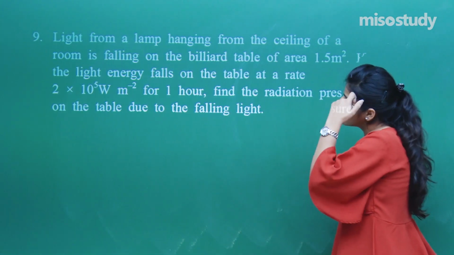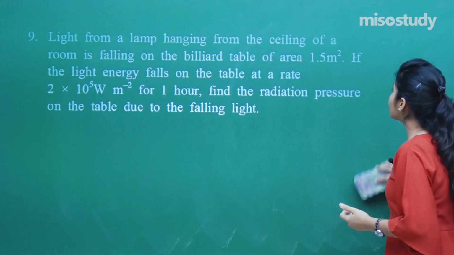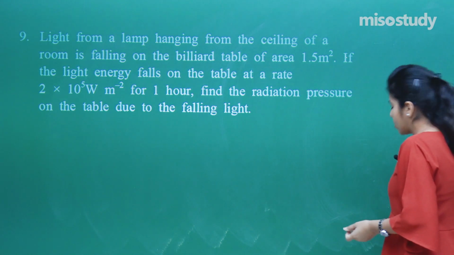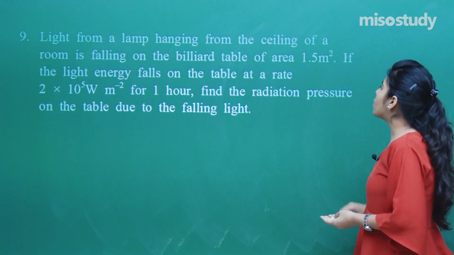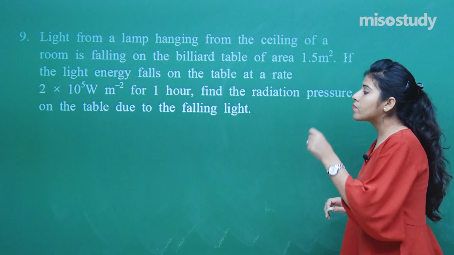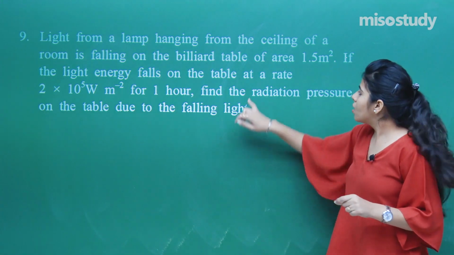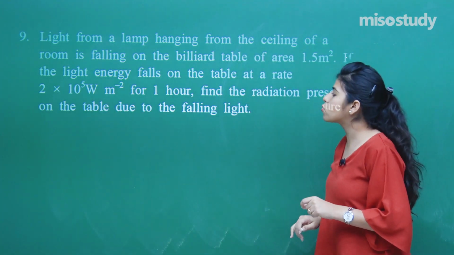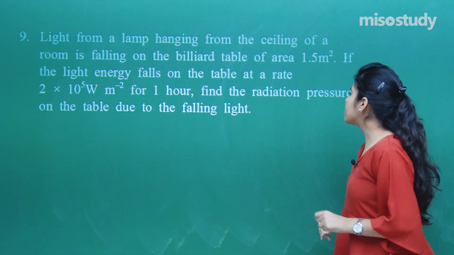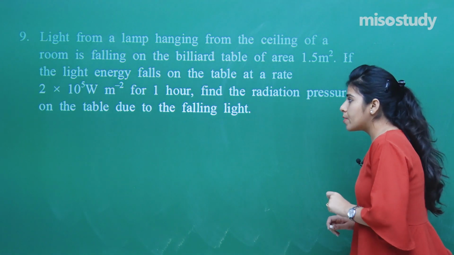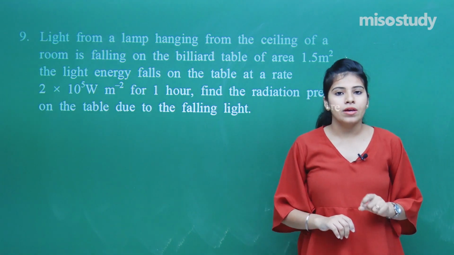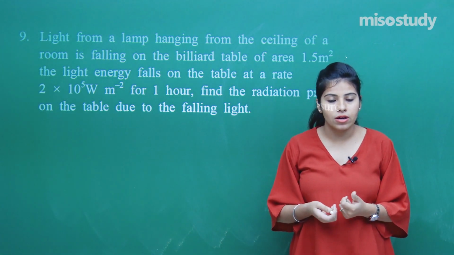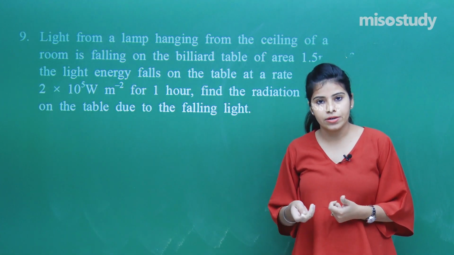Question number 9 says, light from a lamp hanging from the ceiling of a room is falling on the billiard table of area 1.5 meter square. If the light energy falls on the table at a rate of 2 into 10 raised to the power 5 watt per meter square for 1 hour, then we have to find the radiation pressure on the table due to the falling light. In the previous lecture, I told you what we mean by the radiation pressure, and that is what we are going to find over here.